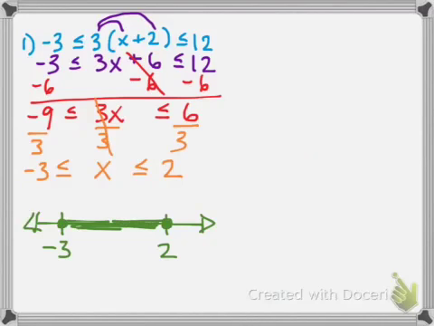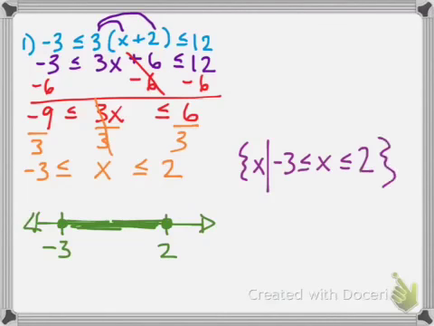So if I show my solution using set notation, it's going to be x such that negative 3 is less than or equal to x is less than or equal to 2. And then if I use interval notation, I know my values are going to be in between negative 3 and 2. If I look over here, I'm going to use brackets because I see closed circles.